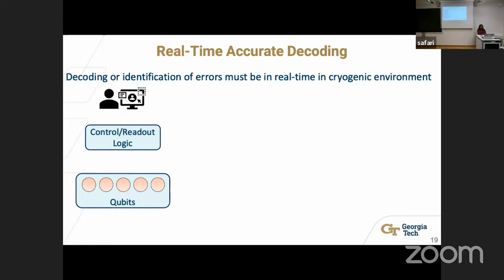If you don't correct your... sorry? Why does it necessarily need to happen within 1 microsecond? Because you want to correct as frequently as you can, right? Else your errors will accumulate. If your qubits can only, let's say, hold on data for 100 microseconds or 50 microseconds, think about the exponential decay.